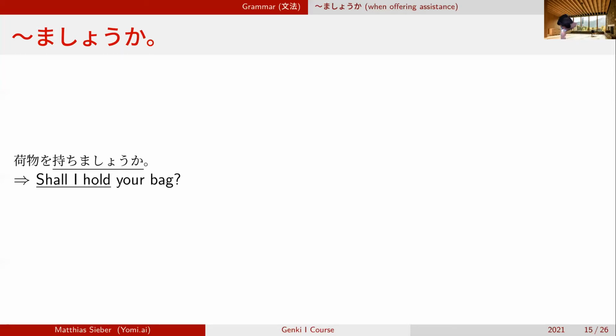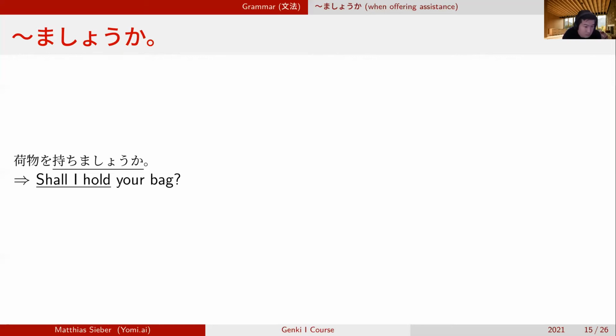Okay, but now let's look at our final point, the mashouka, right? So we of course know the masu forms of verbs, and we already covered mashouka. In this case, we have nimotsu o mochimashou ka? Shall I hold your bag or carry your bag, right, for you? So this is really offering assistance in this case, right?